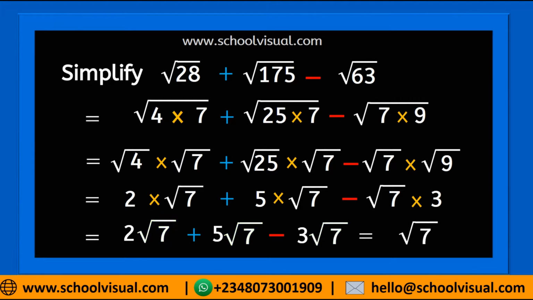Next step, I add the numbers in front of the square root. 2 plus 5 is what? Is 7. Then 7 minus 3 is what? Is 4. So this is our final answer. Do you understand? Good.